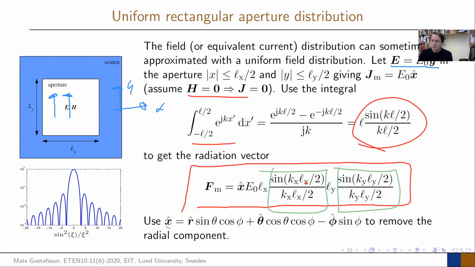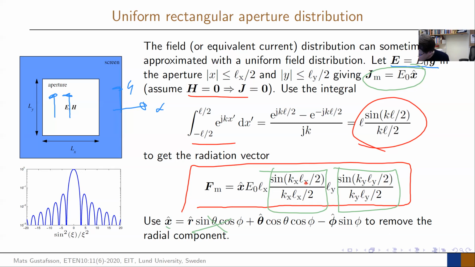That means that we can remove the radial component, because we should eventually take these away. And that is due to the magnetic current here being in the x direction, because the electric field is in the y direction. Even I'm mixing up this one sometimes.